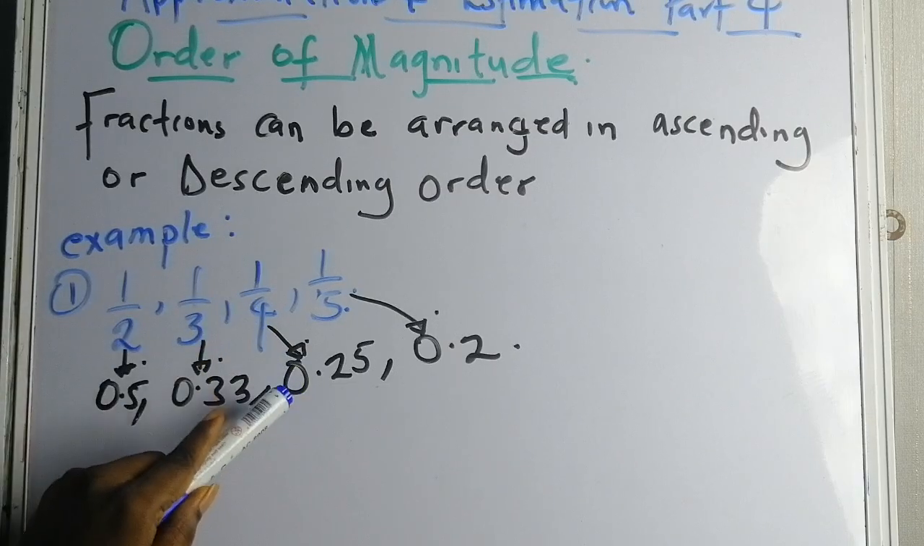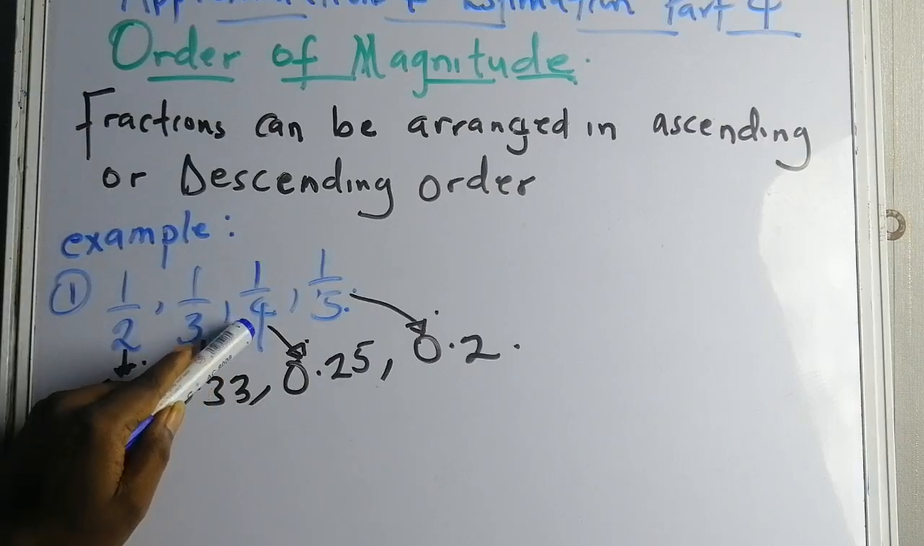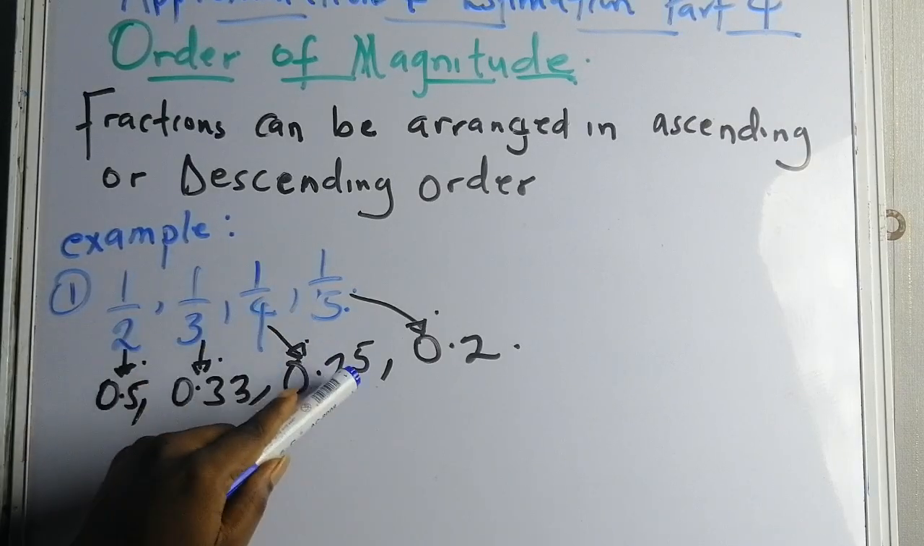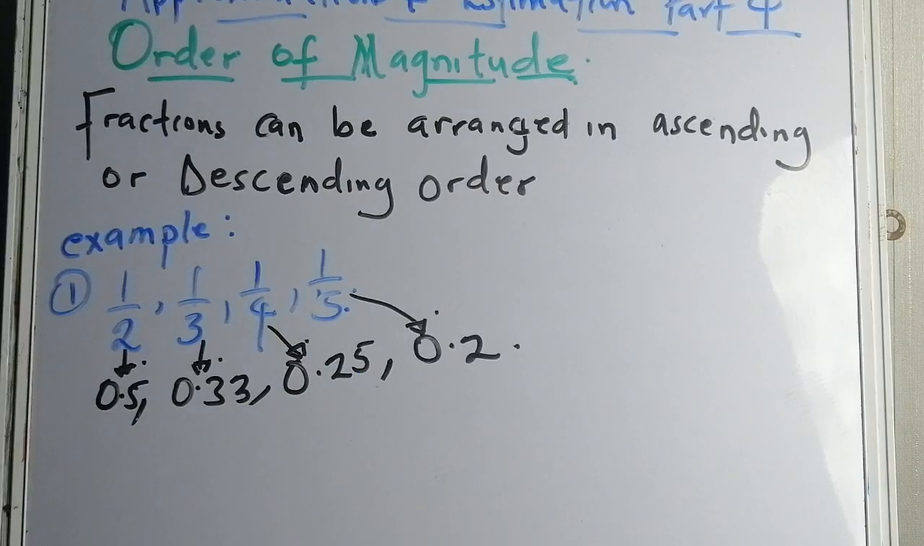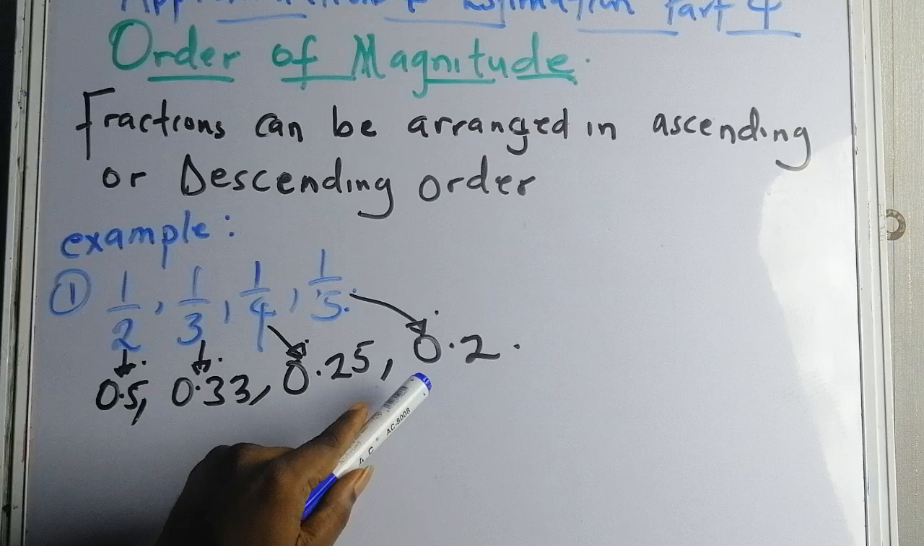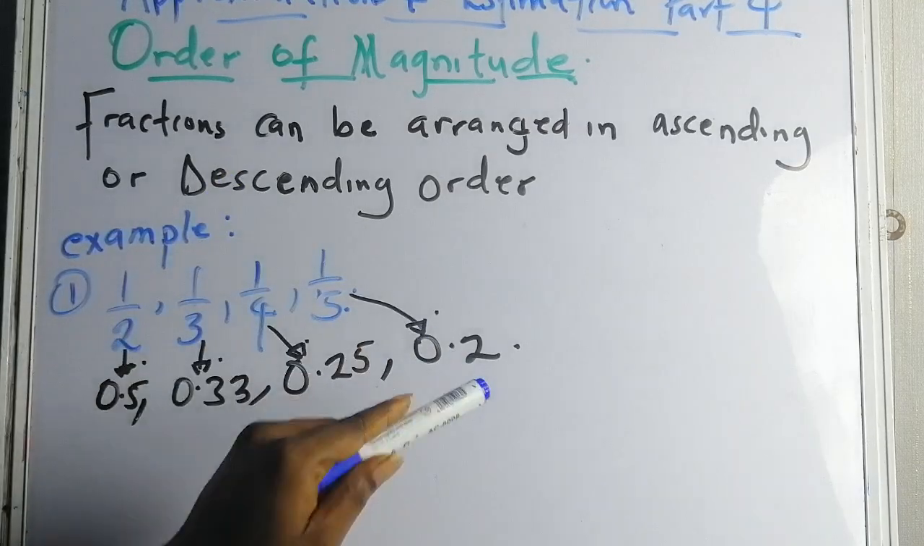The same thing applies here. 4 cannot go into 1, impossible, 0 point. So you add 0 to this one. 4 in 10, that's 2. It will remain 2. 4 in 20, that will give us 5. The same thing applies here. 1 divided by 5 is impossible. Then you put your 0 point. If you press your calculator, you get the same thing. 5 in 10, that will give us 2.